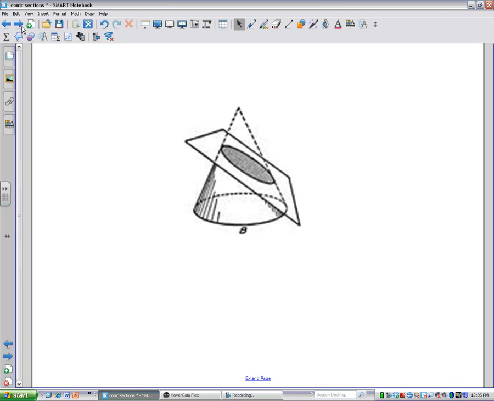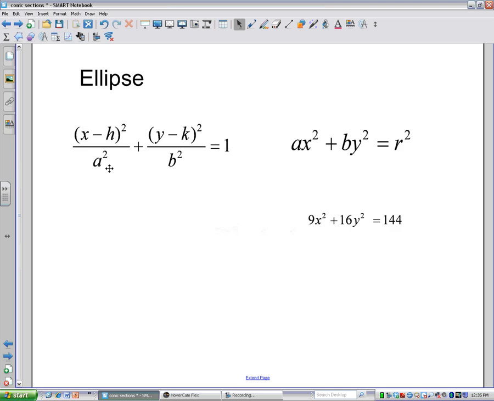But anyway, ellipse. Boom. So the equation for an ellipse is (x minus h) squared over a squared plus (y minus k) squared over b squared equals 1. And so what this tells me is h and k are still my center, and a and b give me the indication: a will give me my x-intercepts, and b gives me my y-intercepts.